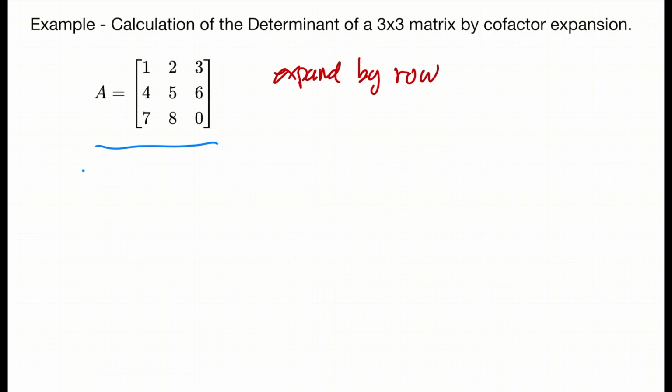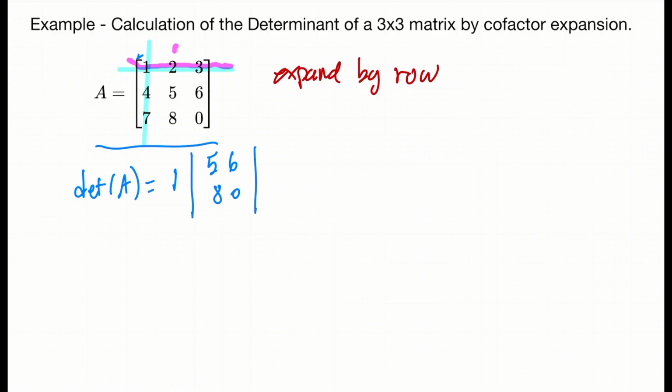So the determinant of A, using the method of cofactor expansion, first of all, I'm going to use the top row. So let's mark out that and that. So it's going to be 1, which is this value right there, times the determinant of what's left over, 5, 6, 8, and 0. Now, if we want to go to the second column and use the first row, so we want to do this first row again and the second column.